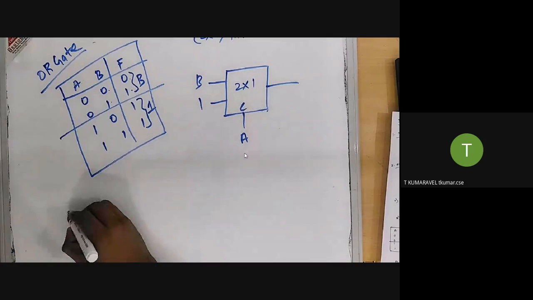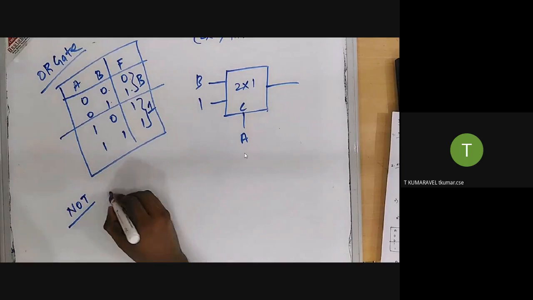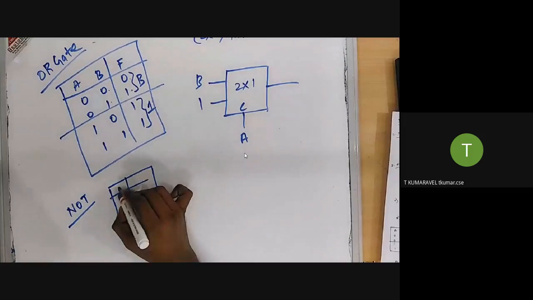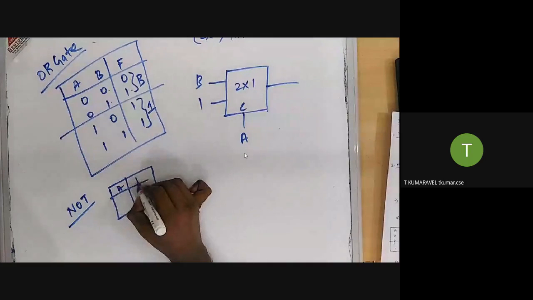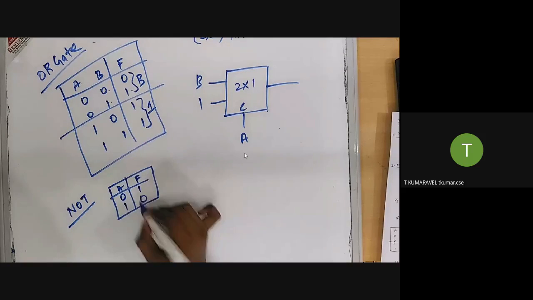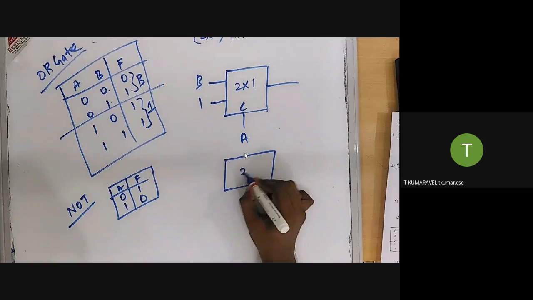Next, similarly for the rest of the gates. Next, I am taking the NOT gate. What is the functionality of the NOT gate? Output A complement. Only one bit is input for the NOT gate. 0 means the output is 1; 1 means the output is 0. How do you implement that using a 2 by 1 multiplexer?